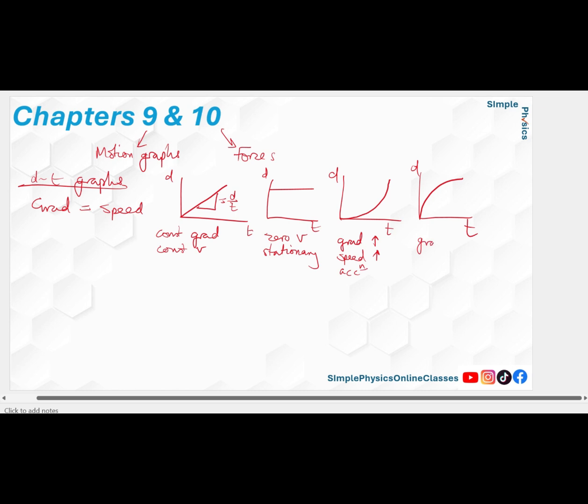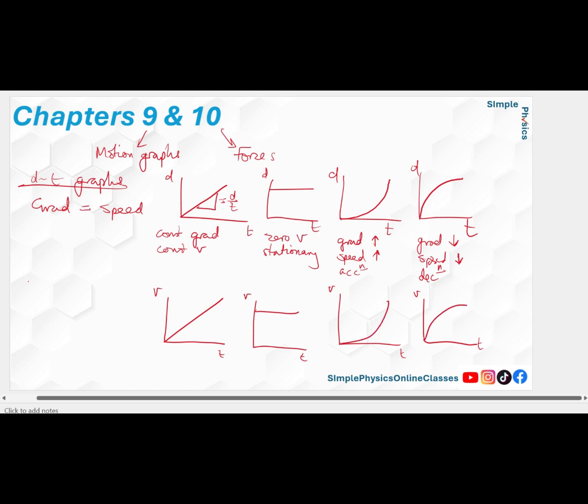The gradient is decreasing. So if the gradient is decreasing, the speed is decreasing. Pen's playing up again. And therefore, what's another word for speed decreasing? A deceleration. Right. Now, how do these look if I drew these same shapes on a speed time graph? So let me just redraw them. Okay, so let's just draw them again. So just be careful with these.